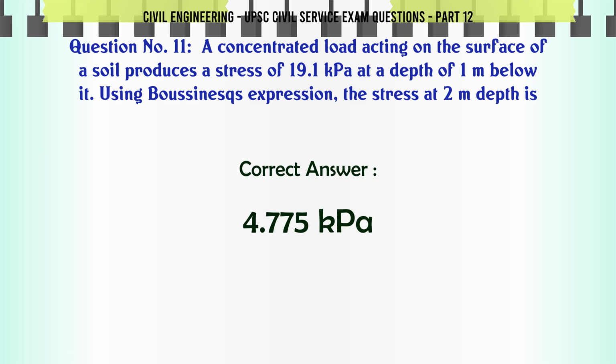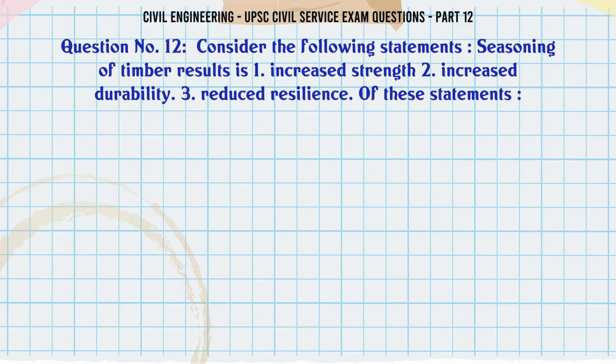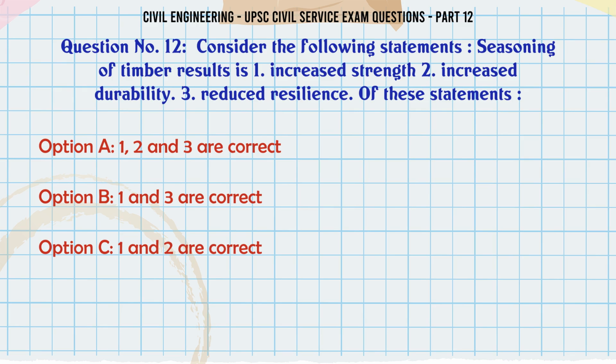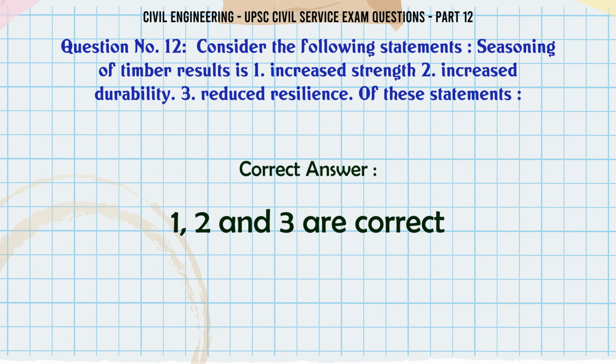4.775 kPa. Consider the following statements. Seasoning of timber results in 1. Increased strength, 2. Increased durability, 3. Reduced resilience. Of these statements, A. 1, 2 and 3 are correct. B. 1 and 3 are correct. C. 1 and 2 are correct. D. 2 and 3 are correct. The correct answer is 1, 2 and 3 are correct.